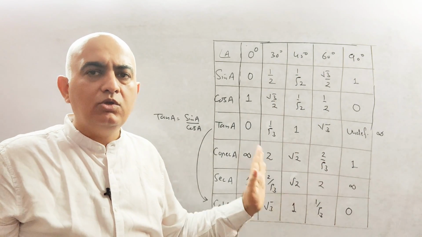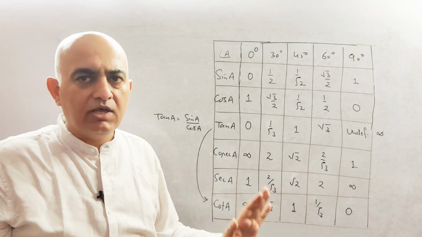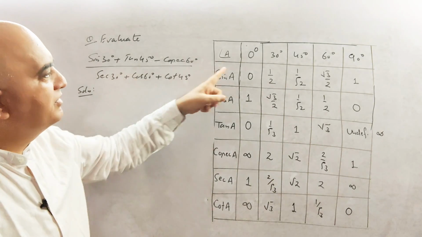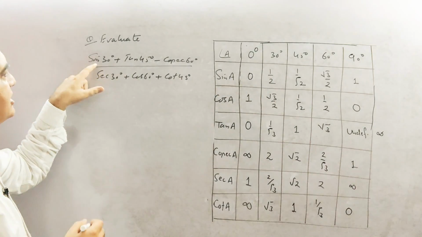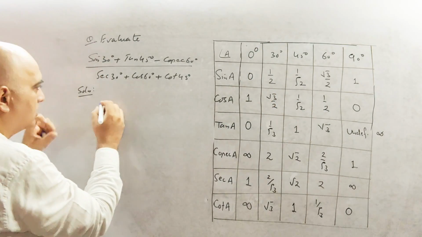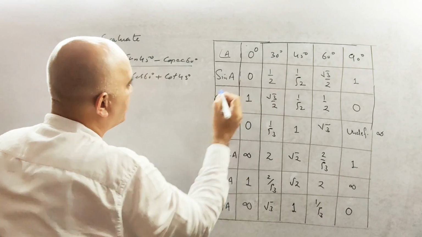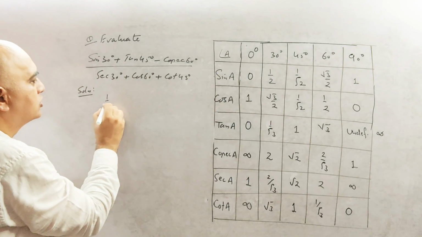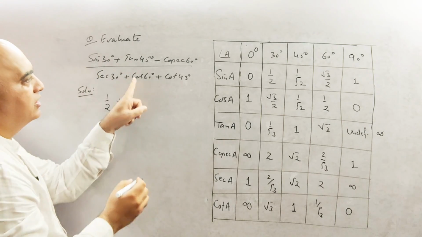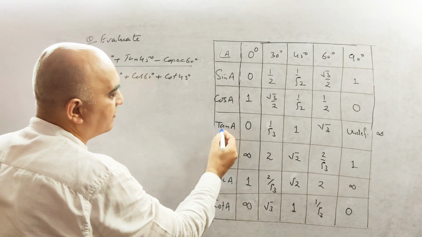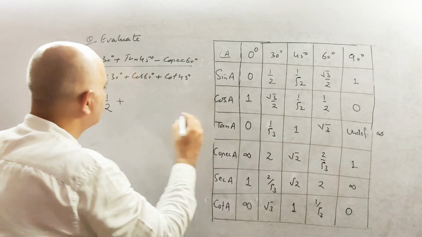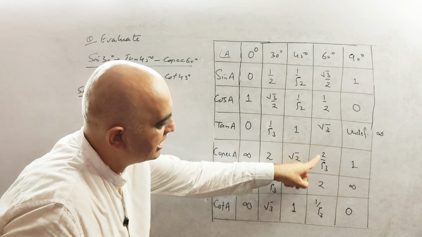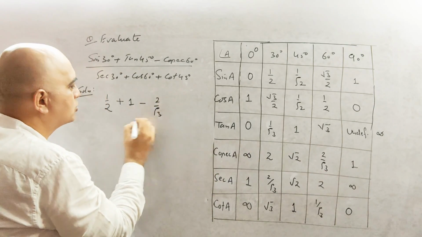And now, how can you apply this table to questions, right? Suppose we need the value of this expression. For solving this expression, we have all these values. First of all, see sine 30. What is the value of sine 30? Sine 30 is 1 upon 2. So substitute its value 1 upon 2. Then what is tangent 45? In front of tangent and 45 we have 1. So this value becomes 1. Minus cosec 60. In front of cosec and 60 degrees we have 2 upon root 3. So its value is 2 upon root 3.